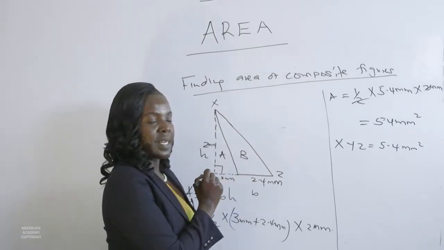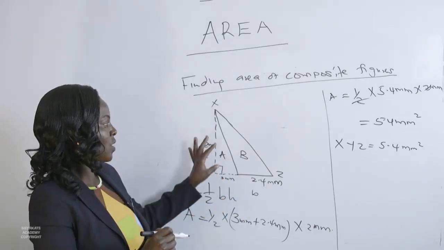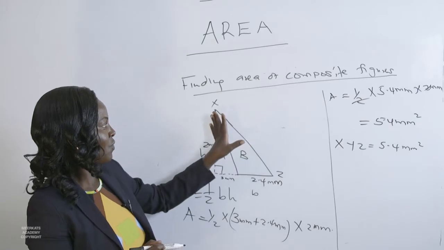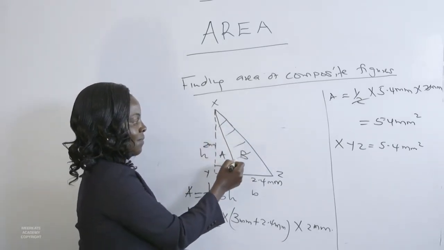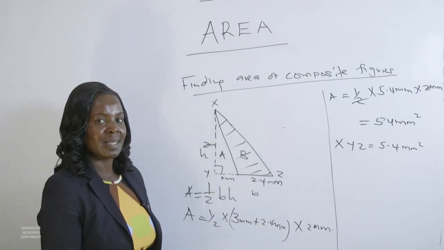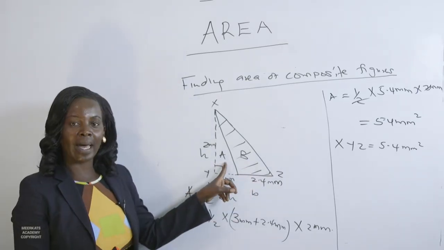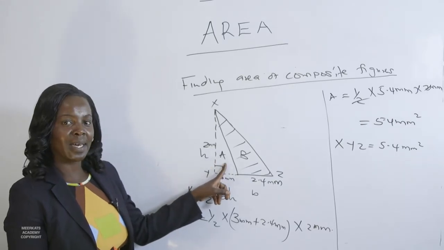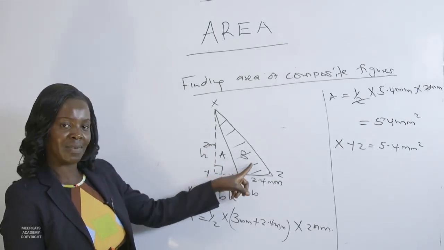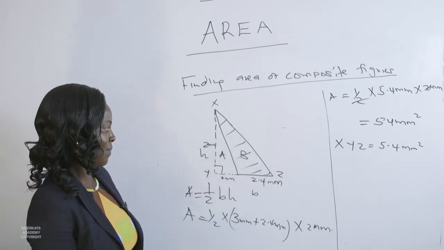Now, we need to calculate, because remember the area that we have got is for the whole of this triangle, but we are interested in the area of B. So that means the part that is not required is A. So we need to find the area of A, then we subtract to give us the area of B.